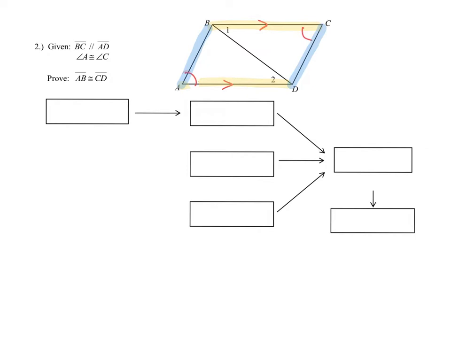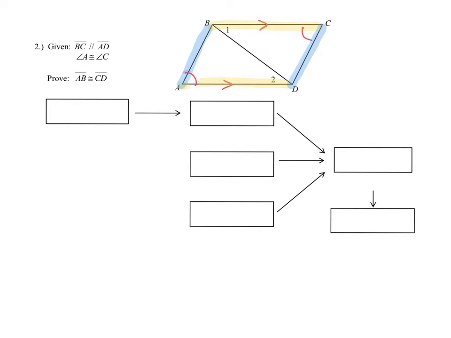Let me state that again. We're going to assume that the yellow segments are parallel. We're going to prove that the blue segments are congruent. Okay. So the way we're going to do this is by getting some triangles congruent. So let's see if we can figure out a way that we could get the two triangles congruent.